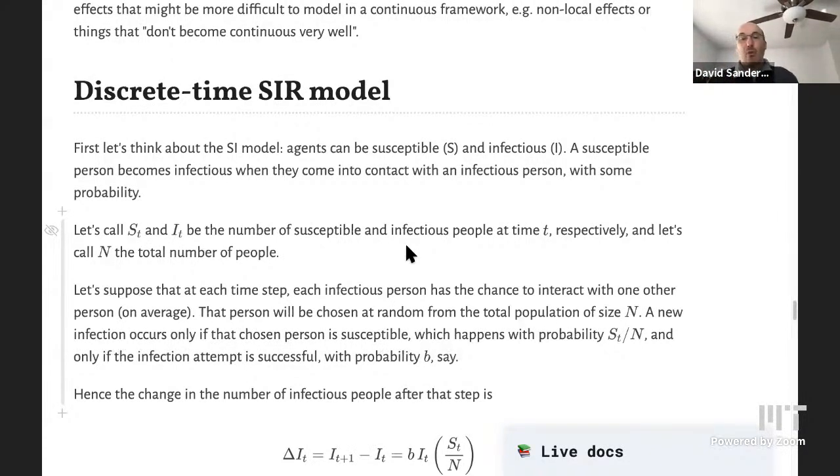A different way would be they're actually going to contact several people, and this b somehow models how many people they contact. But each infectious person is choosing one person at random from the population to contact. And they can only transmit the infection to a new person if that person is susceptible. That will happen with a certain probability as well, and that probability is the chance that when I choose a person at random from the population, that person will be susceptible, which is the fraction of people that are susceptible. So capital S_t divided by capital N.